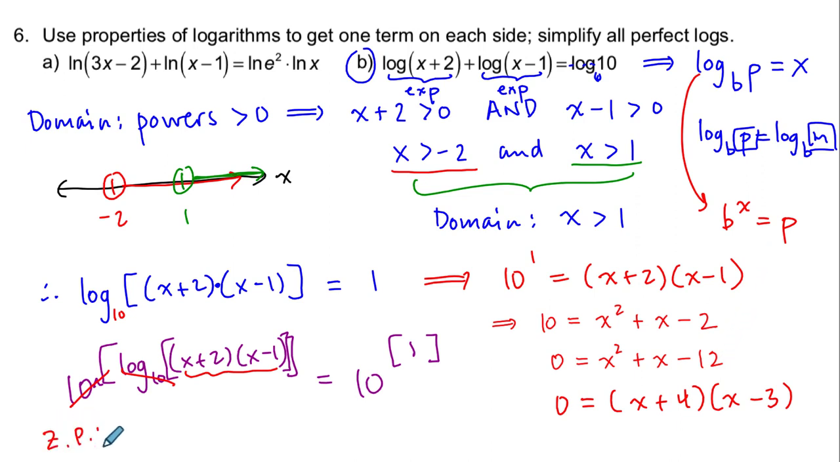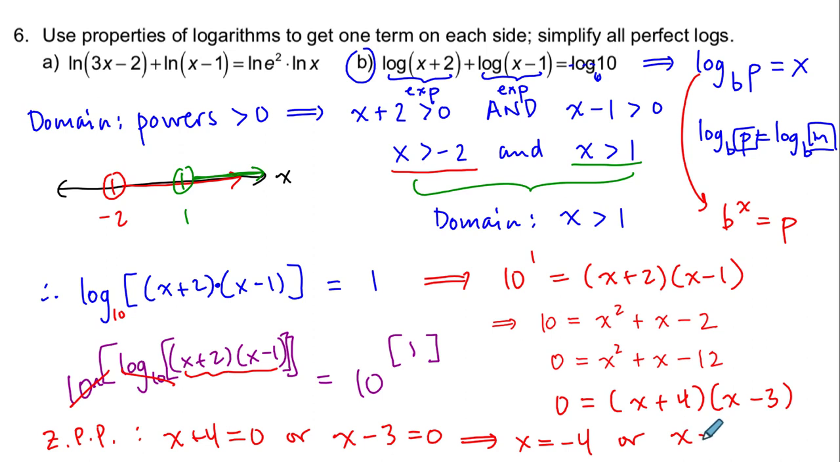Then, by the zero product property, if two or more factors multiply together to give 0, then one factor or the other must be 0. So we end up getting that either x equals negative 4 or x equals positive 3. But of course, we have to go back and consider the domain, and we can only have values of x that are greater than 1. So 3 is our valid root, and the first root is extraneous because it does not live in the domain.